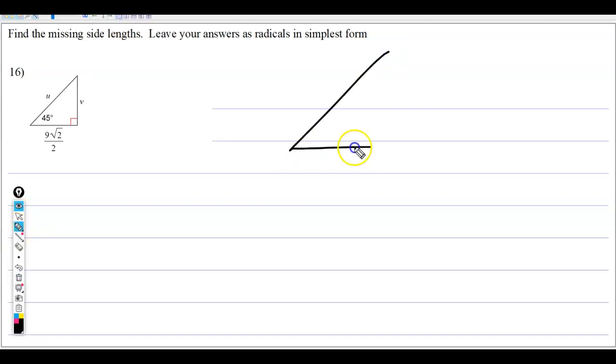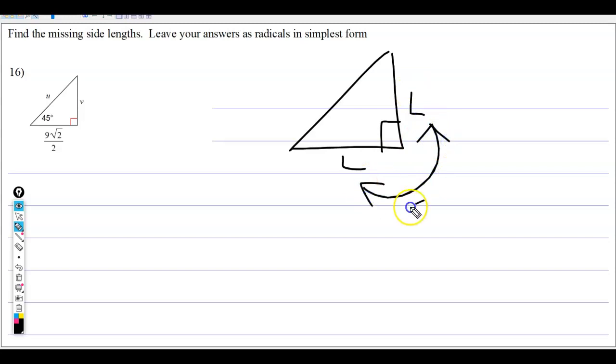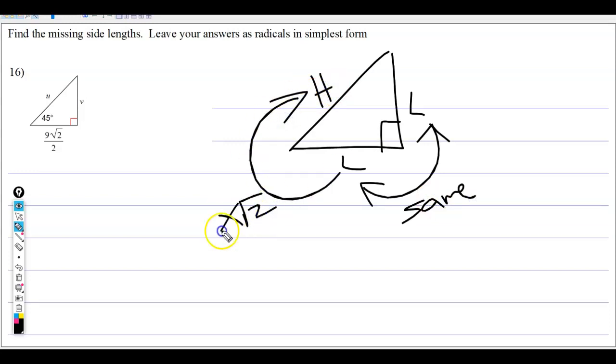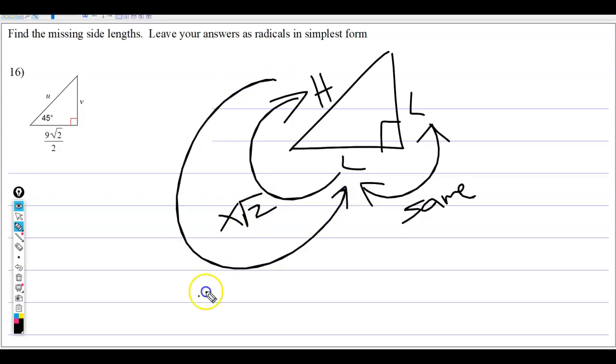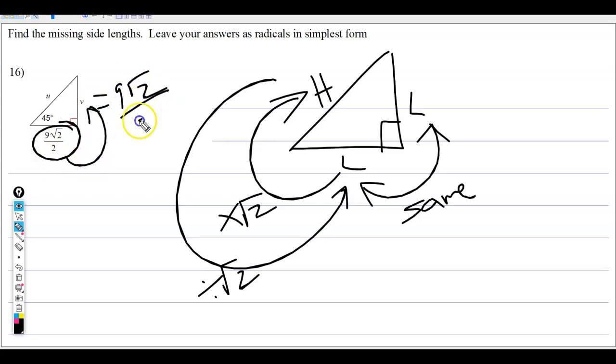Moving on here. 45, 45, 90 right triangles are a little bit different. You have two legs that are exactly the same, and you have a hypotenuse. The hypotenuse is radical 2 times the leg. So if you want to work backwards, of course, you would divide by radical 2. Now in this case, what they've given me on number 16 here is a leg, which means the other leg is also 9 radical 2 over 2.